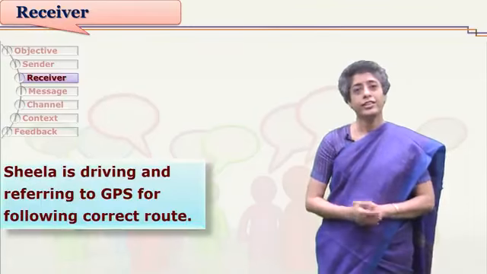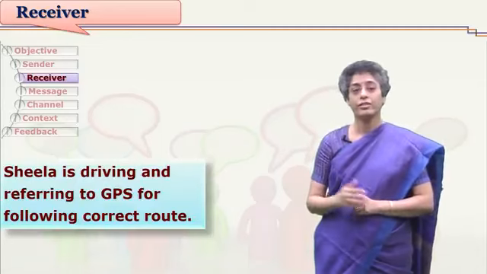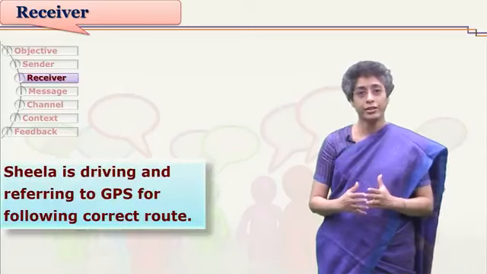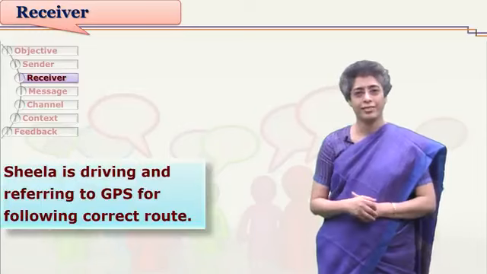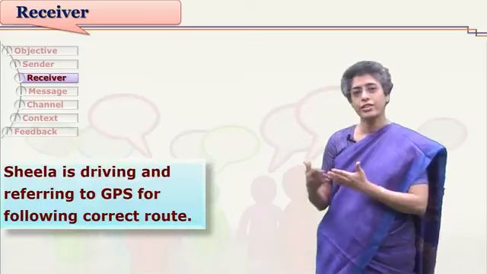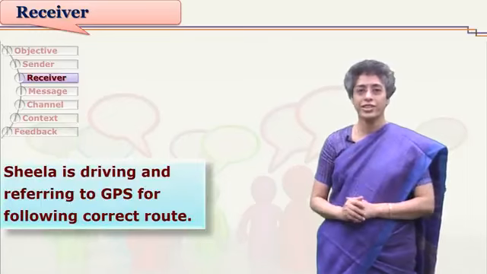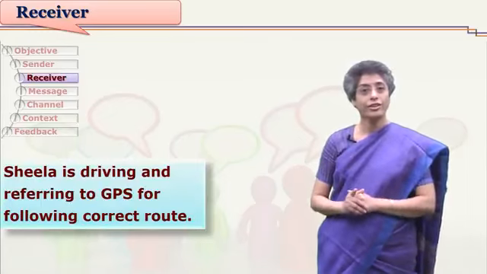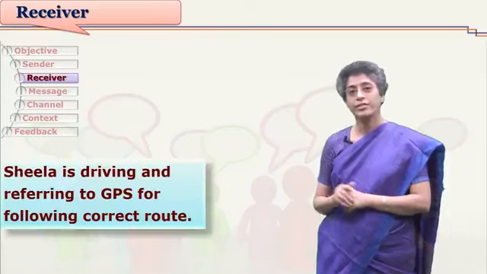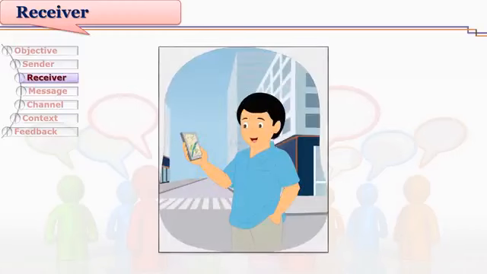The way the sender can be a person or a system, even the receiver can be a person or a system. Or even the receiver can be a human being but receiving messages from a system. For example, if Sheila is driving a car and she is referring to a GPS system, then that GPS system is guiding Sheila. So now here Sheila is not receiving messages from another human being, but Sheila is receiving messages from a system. Sheila is a receiver of this message. Let us see this example.